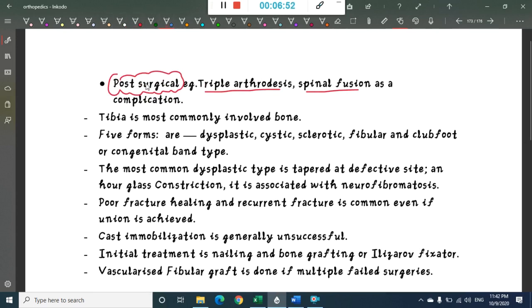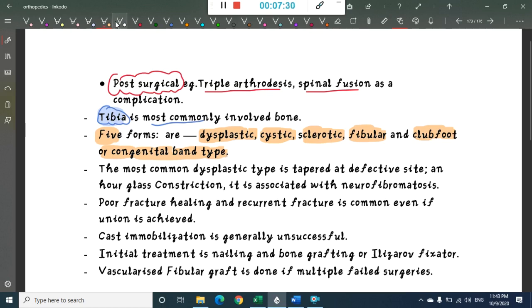Next, what is the most common bone involved here? Tibia is the most common bone involved here. There are 5 forms of this pseudoarthrosis: dysplastic form, cystic form, sclerotic form, fibular form, and clubfoot or congenital band type.